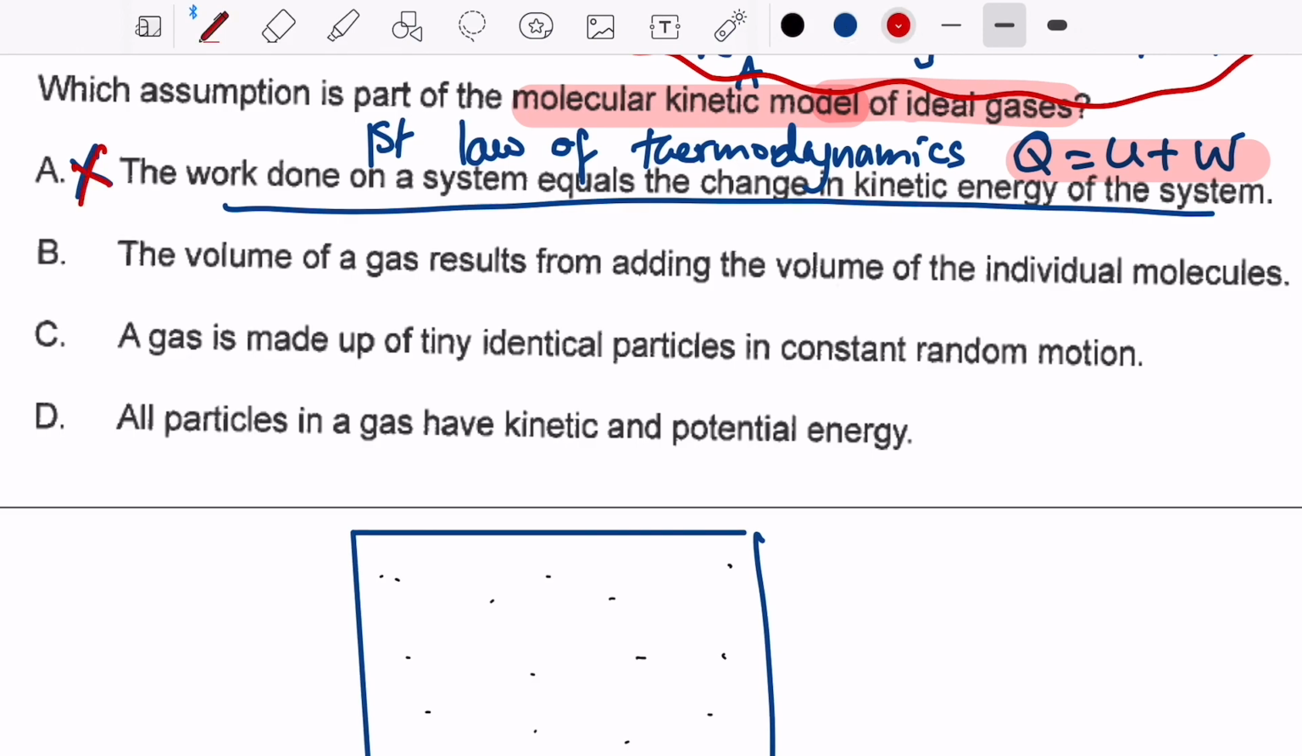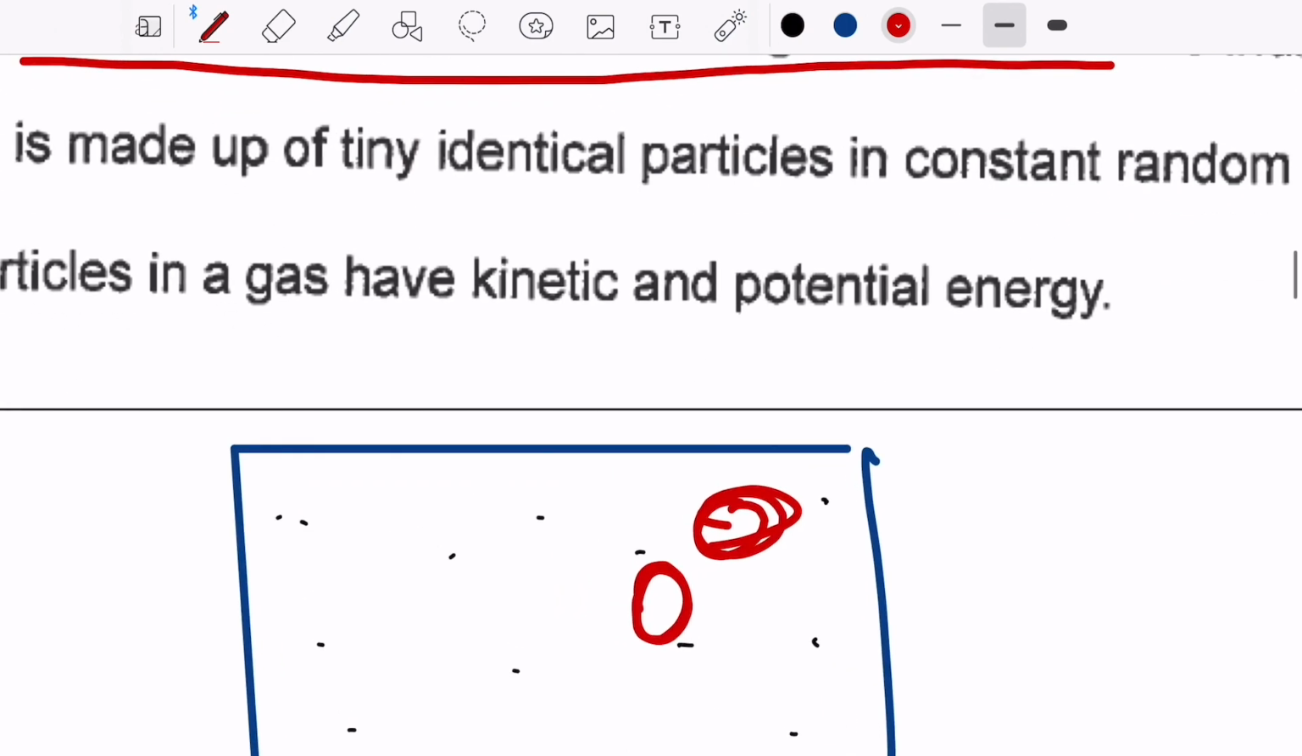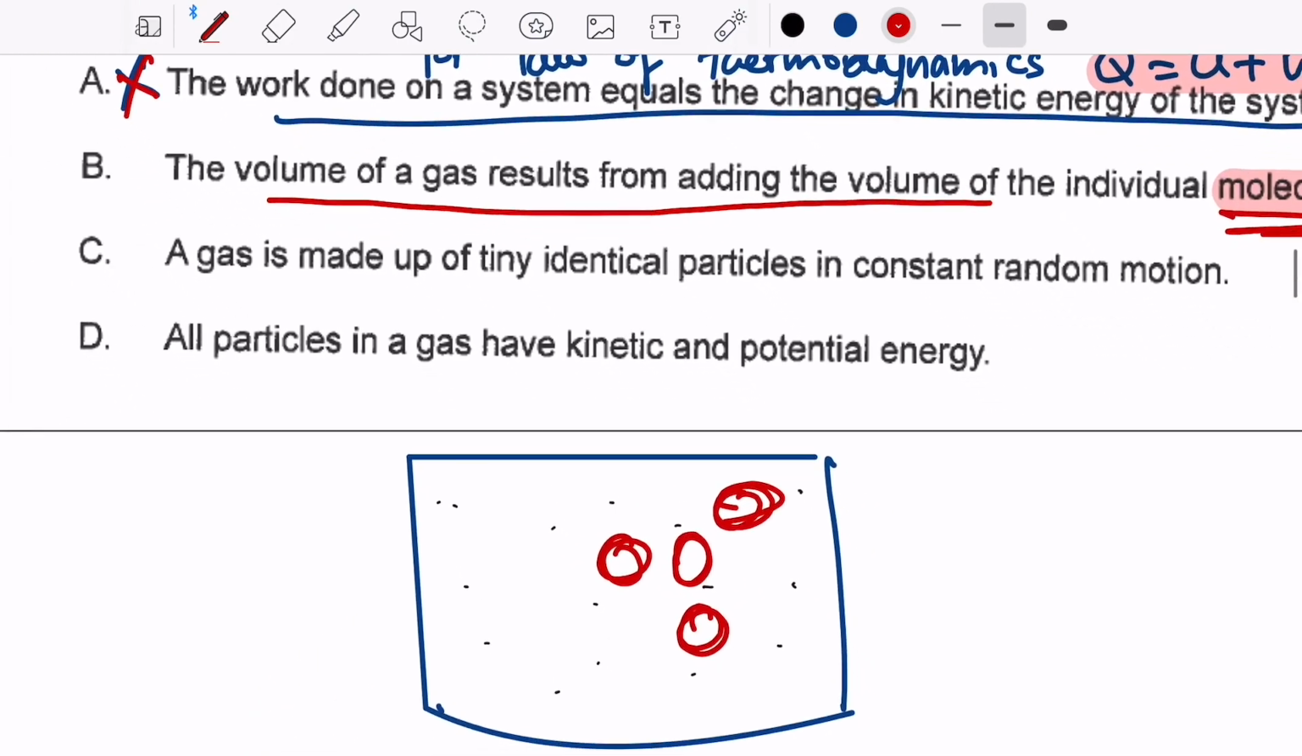Second one, volume of gas results from adding the volume of individual molecules. No, the volume of a gas is about the volume in between. These are much bigger. This is the real volume of a gas, not the volume of the molecules.